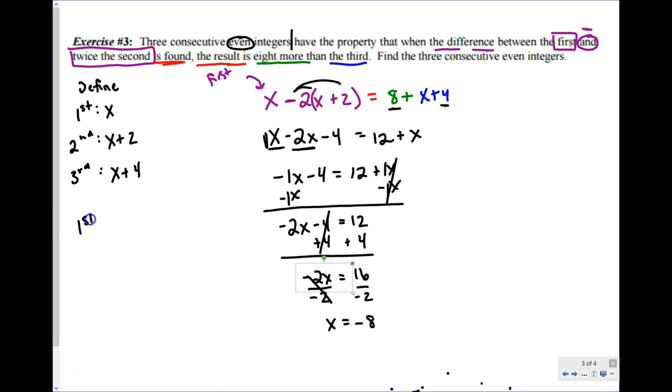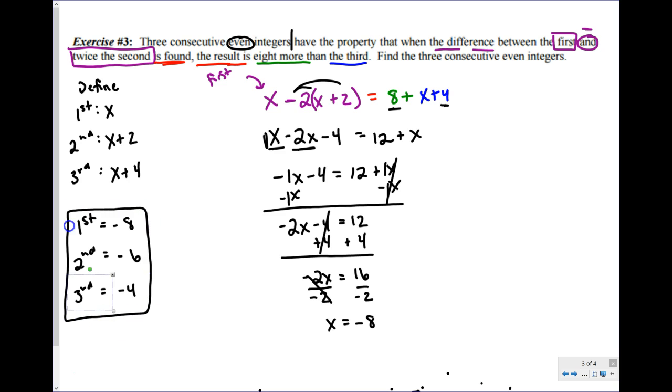So if my first integer is negative 8, now be careful here, negative 8, what would my second one be? It wouldn't be negative 10 because then I'm going backwards. So negative 8 plus 2 is negative 6, and the next integer after that is negative 4. So this is my final answer. Negative 8, negative 6, and negative 4 are my consecutive integers. Okay? Let's take a look at the last problem.